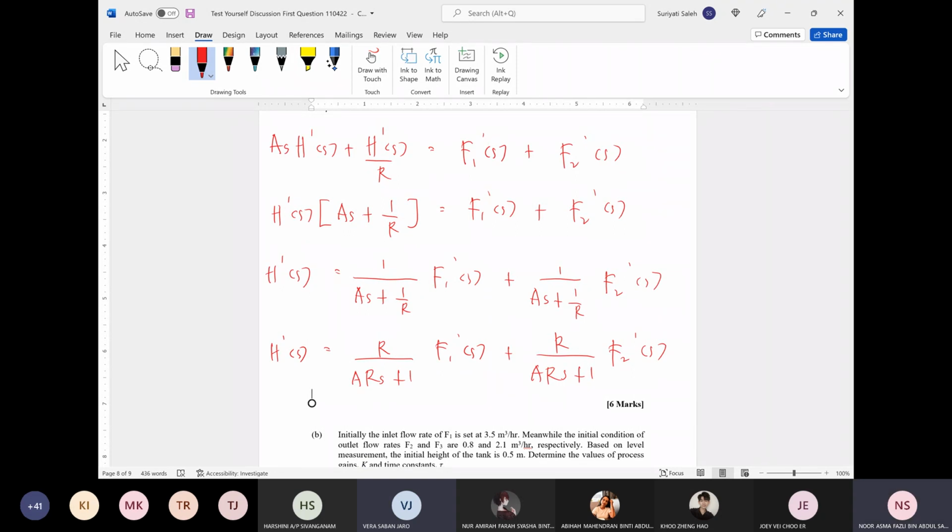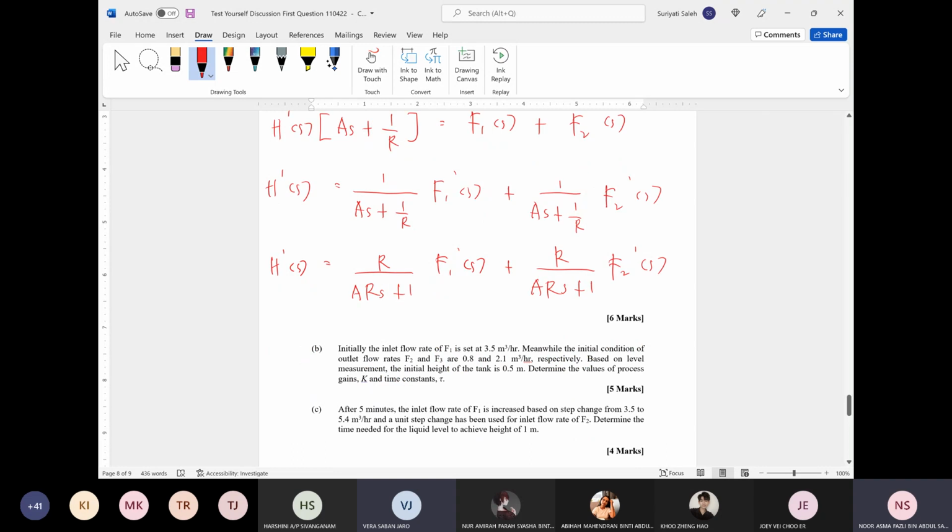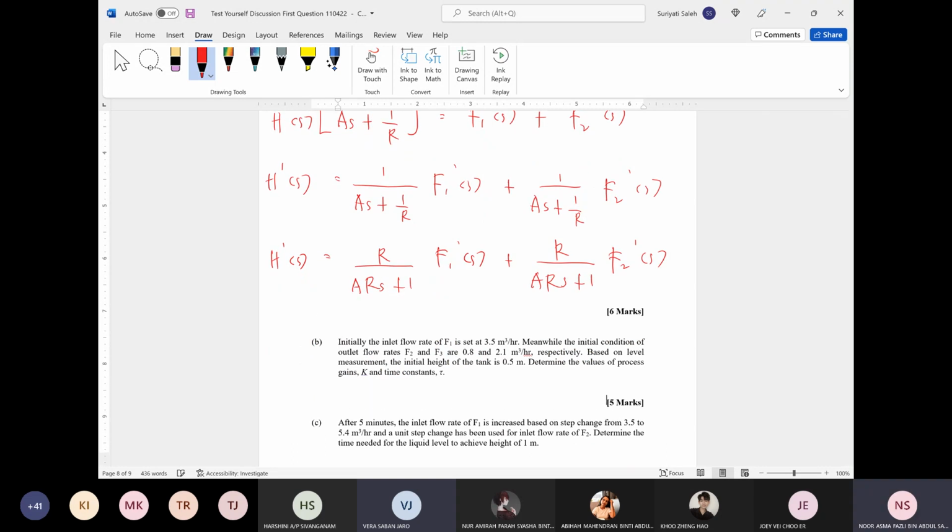Any other question? Okay, if not, then we continue for the B. So this is your B. Initially, the inlet flow rate of F1 is set at 3.5. So this is the F1 bar condition. Meanwhile, initial conditions of outlet F2 and F3 are given as 0.1 and 2.1 respectively. Based on the level measurement, initial height is 0.5. Determine the value of process gain, K, and time constant, tau.